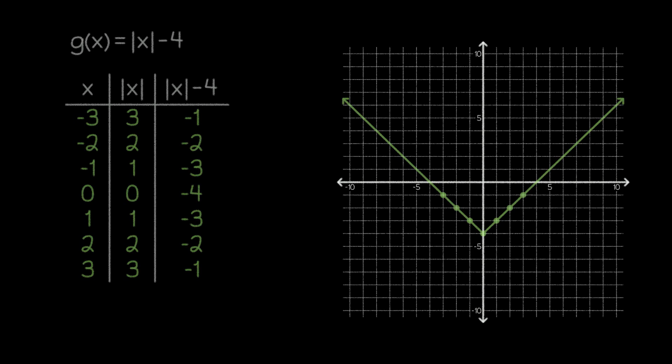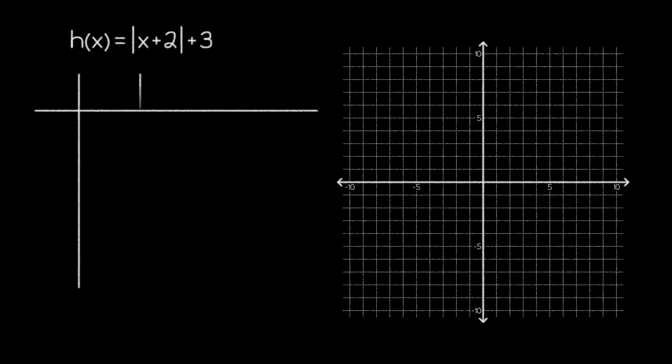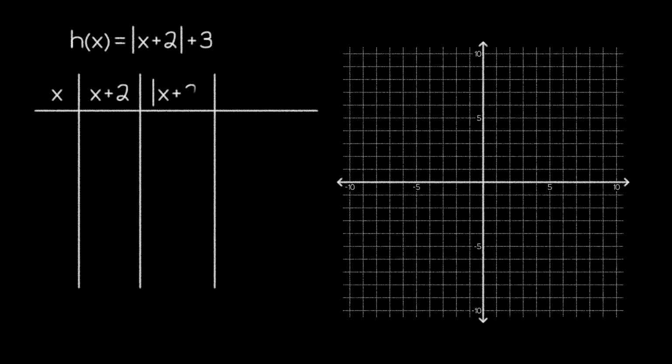Then, for our last function of this section, let's take a look at h of x equals the absolute value of x plus 2 plus 3. This time, the absolute value is not the first step occurring in the function. So let's build our extended table of values and locate the column where the absolute value is occurring.